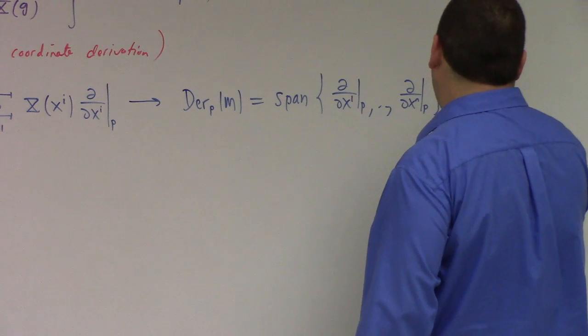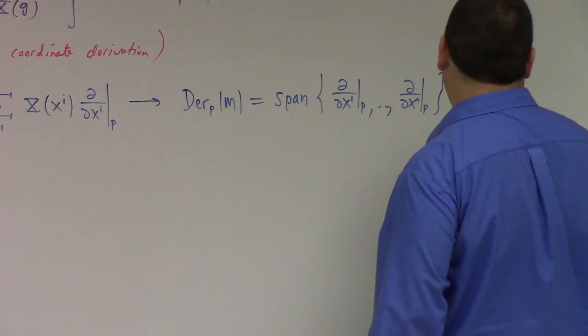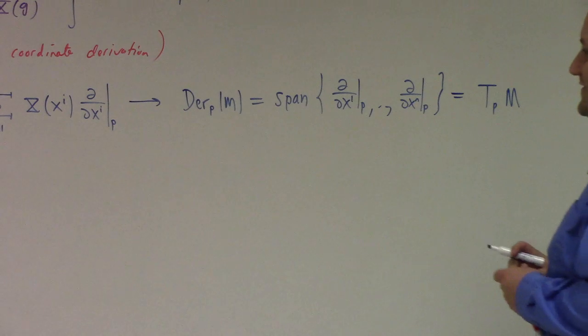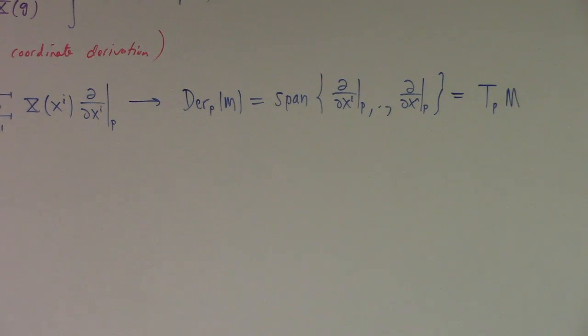We will soon say that this is the tangent space to M at P. So we're going to say that the tangent space to a manifold is simply the set of derivations at the point. This is one viewpoint. There are several other viewpoints for what the tangent space to a manifold is.